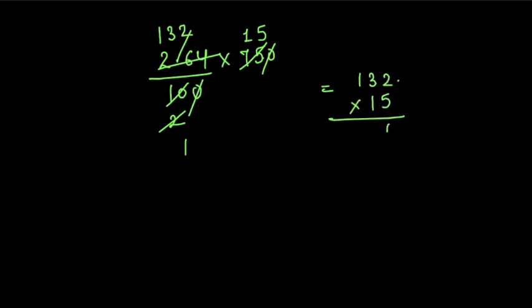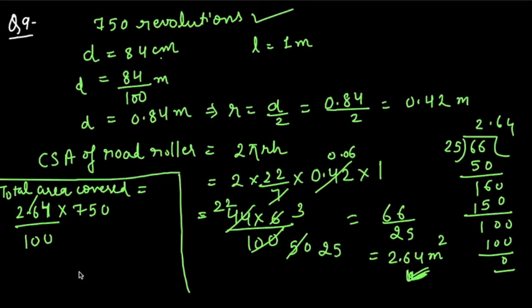Now 15 2s are 30. You get 3 carry over. 15 3s are 45 plus 3, 48, 4 carry over, 15 ones are 15 plus 4, 19. So this gives you 1980, right? So 1980 meters square. This is the total distance the road roller has covered on the road. We first calculated the distance in one round. Therefore for 750 revolutions we have multiplied the distance and we are getting 1980 meters square.